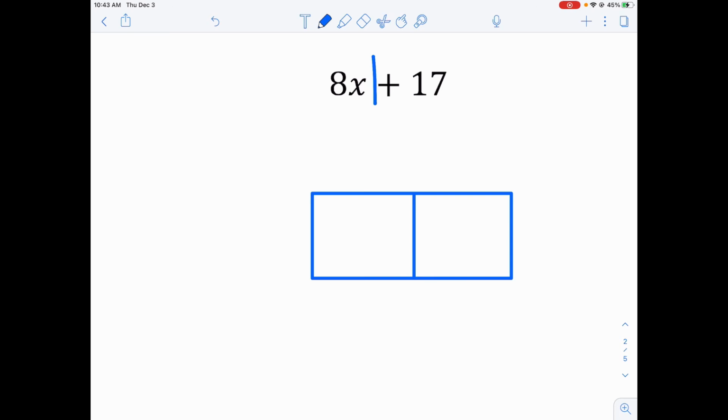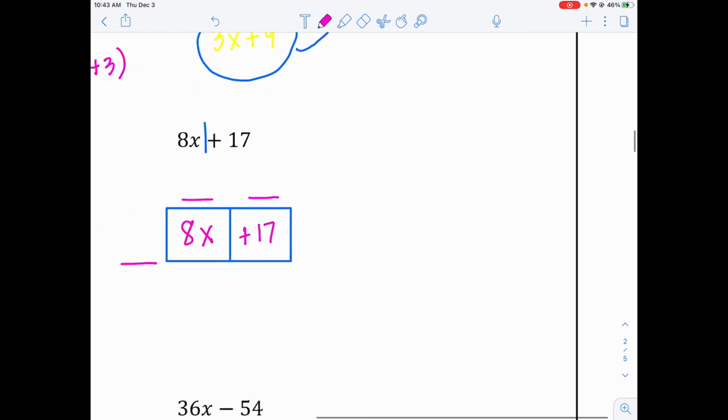Okay, our first term goes inside the first box, 8x, and our second term goes inside the second box, plus 17. Now, I'm looking for the biggest factor I can pull out of an 8x and a 17. So thinking about numbers that go into 8, 1, 2, 4, and 8 are my factors. Well, I can definitely pull a 1 out of a 17. I can't pull a 2 out, I can't pull a 4 out, and I can't pull an 8 out. So I want you to write this over on the side.